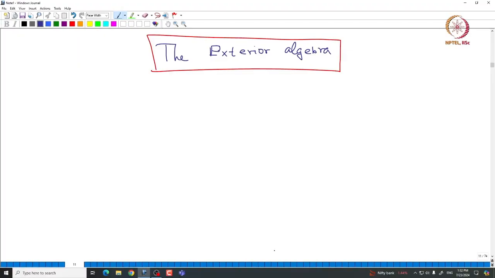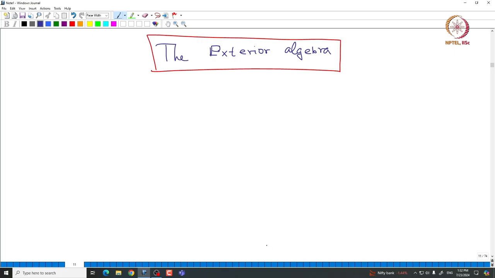Welcome back, everyone. In this lecture, we will continue with the universal constructions. Now we will see the construction of the exterior algebra, which is very much related to the alternating tensors or the exterior products. Again, we can define it as the tensor algebra modulo some two-sided ideal generated by some relations.